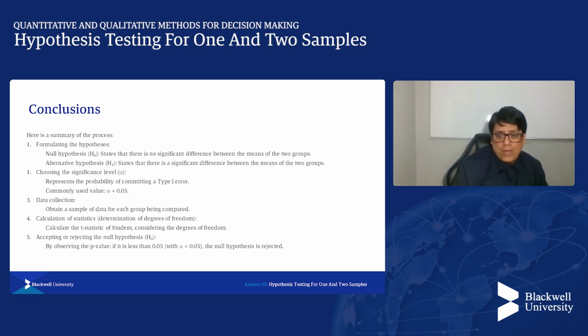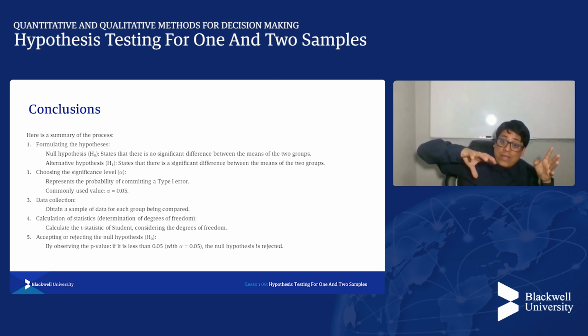Well, and so these are the conclusions of the session. To summarize the process, what do we need to do? Well, we need to formulate the hypotheses. The null hypothesis, which you should remember, states that there are no significant differences between the groups. The null hypothesis is an equality, and the alternative hypothesis could be in two ways: there is a difference without establishing which is greater, or establishing that one is greater than the other. In the first case, I would use a two-tailed students t-test, and in the second, a one-tailed test.